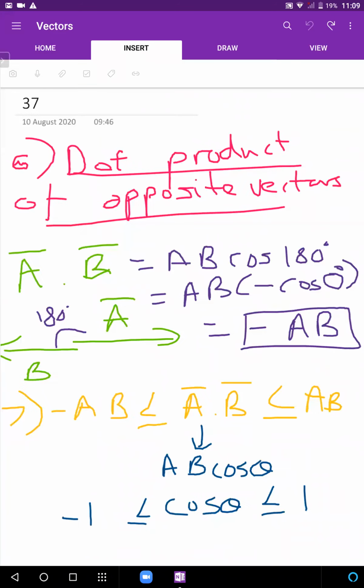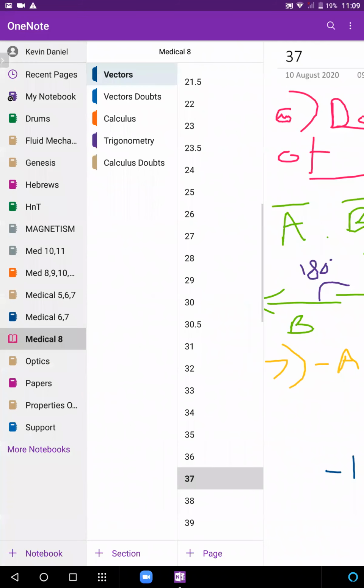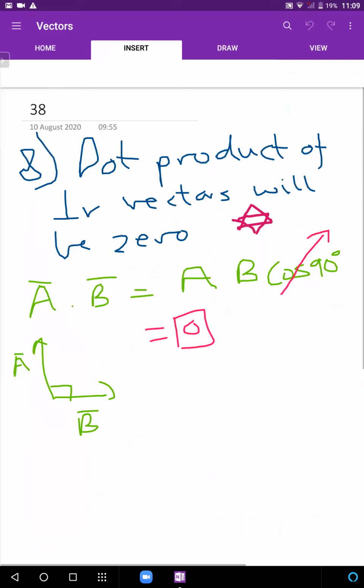Okay. Let me know whoever asked doubts whether you got it cleared or whether you're still a little confused. Let me know. Okay.